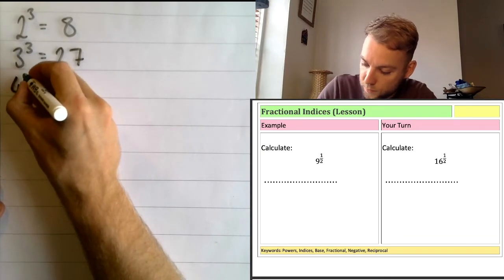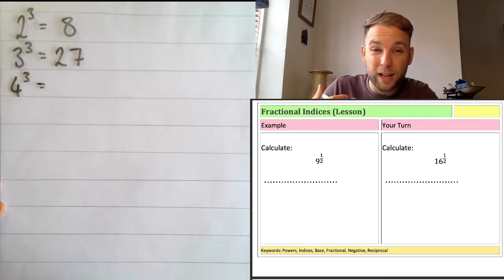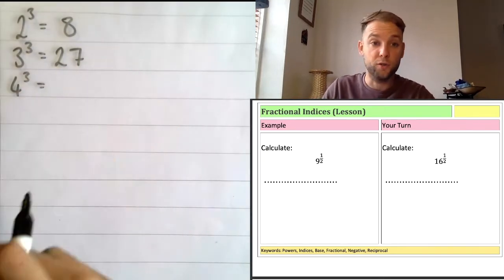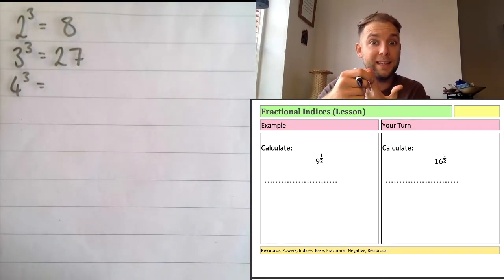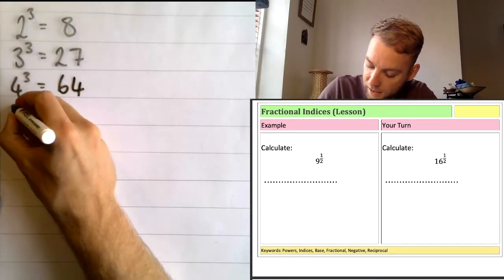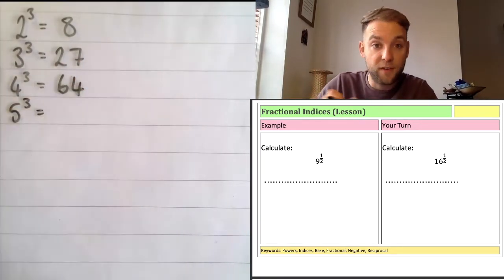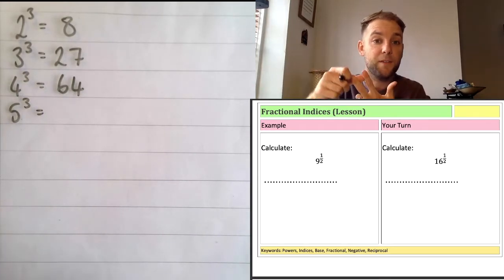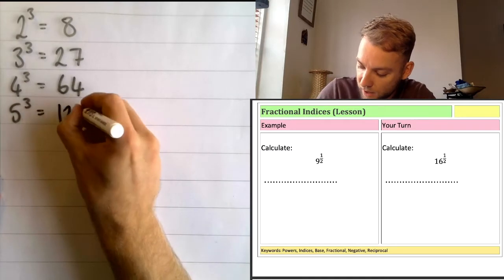4 cubed, we're getting a little bit harder now. We only actually need to do up to 6. You don't really need to know past that. They very rarely come up. So 4 cubed, 4 times 4 is 16, times by 4 is 64. 5 cubed, 5 times 5 times 5. 5 times 5 is 25, times by 5 is 125.